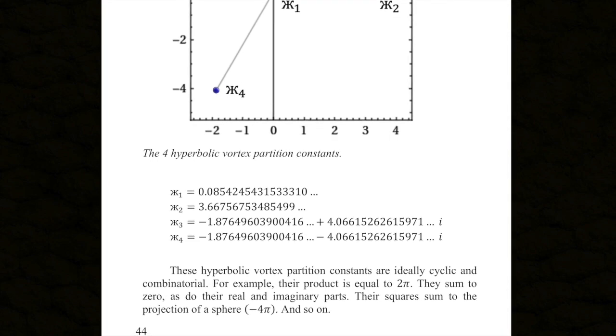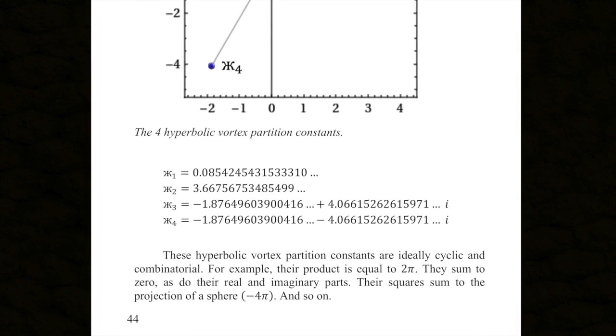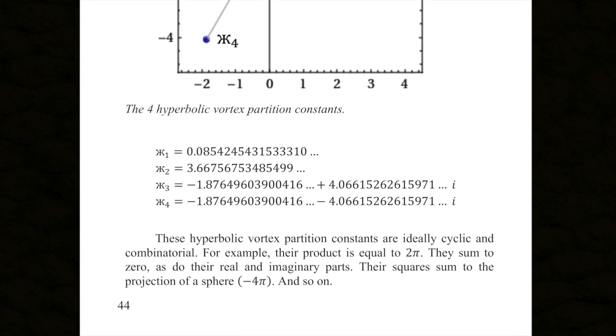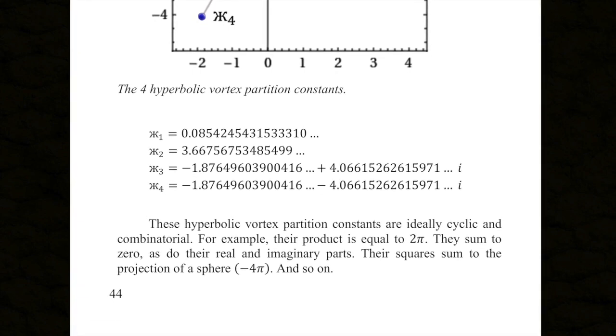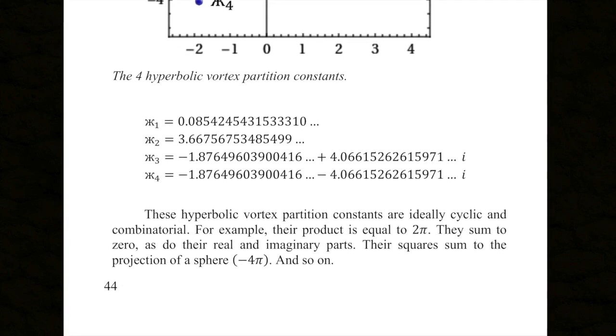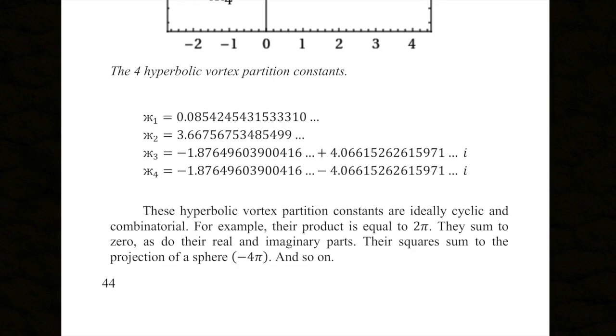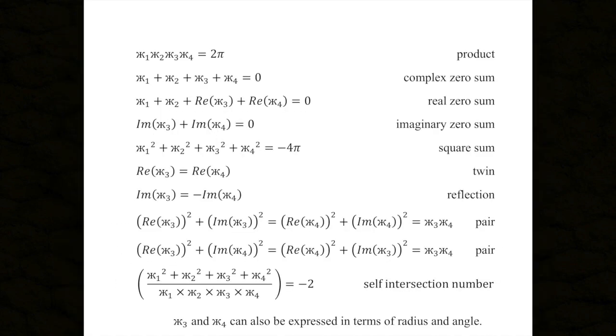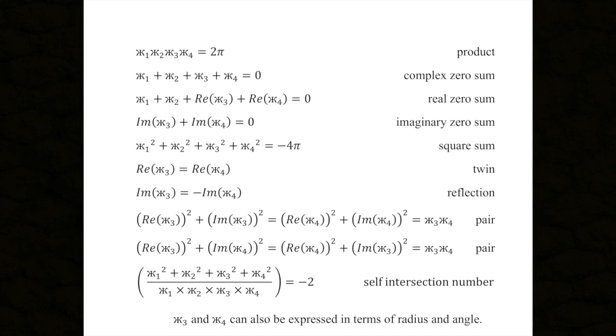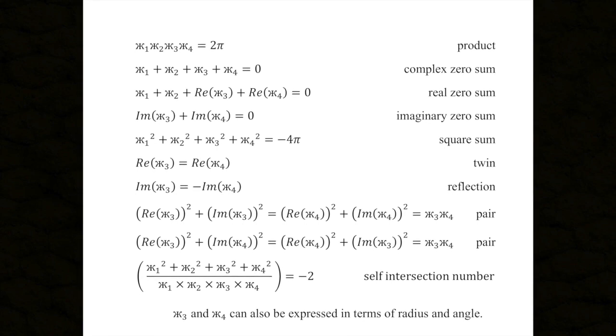For example, their product is equal to 2 pi. They sum to 0, as do their real and imaginary parts. Their squares sum to the projection of a sphere, negative 4 pi, and so on. je1 times je2 times je3 times je4 is equal to 2 pi, a circle. But if we add them instead of multiply them, we get 0. If we add only the real parts of all 4, we get 0. If we add only the imaginary parts of all 4, we get 0. If we square each solution first and then add them, we get negative 4 pi, and so on.